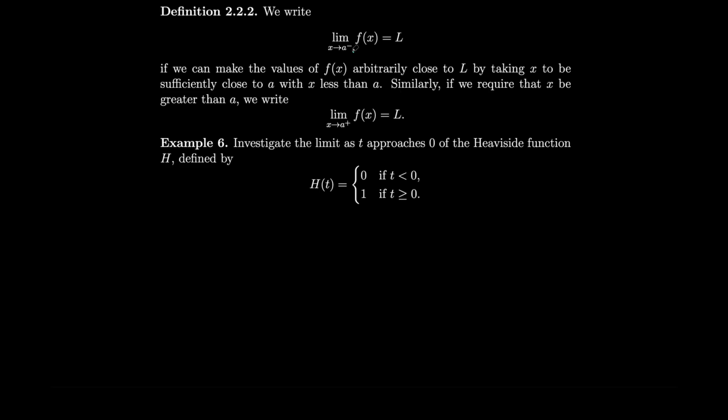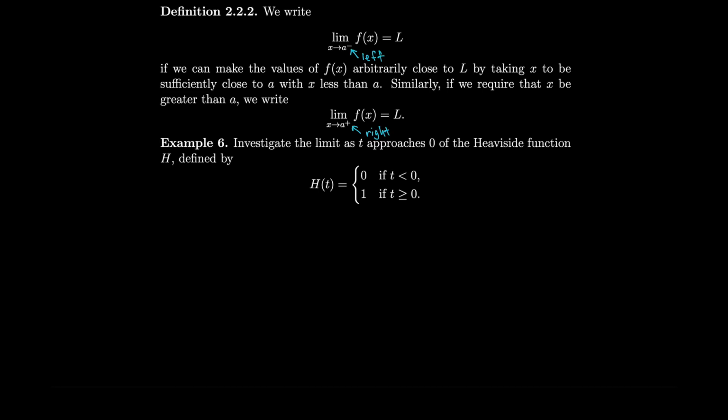So this minus sign is not read as minus, it's read as left. And this plus sign is not read as plus, it's read as right. It's either the limit as x approaches a from the left, or the limit as x approaches a from the right. We just use a minus and a plus sign as shorthand.